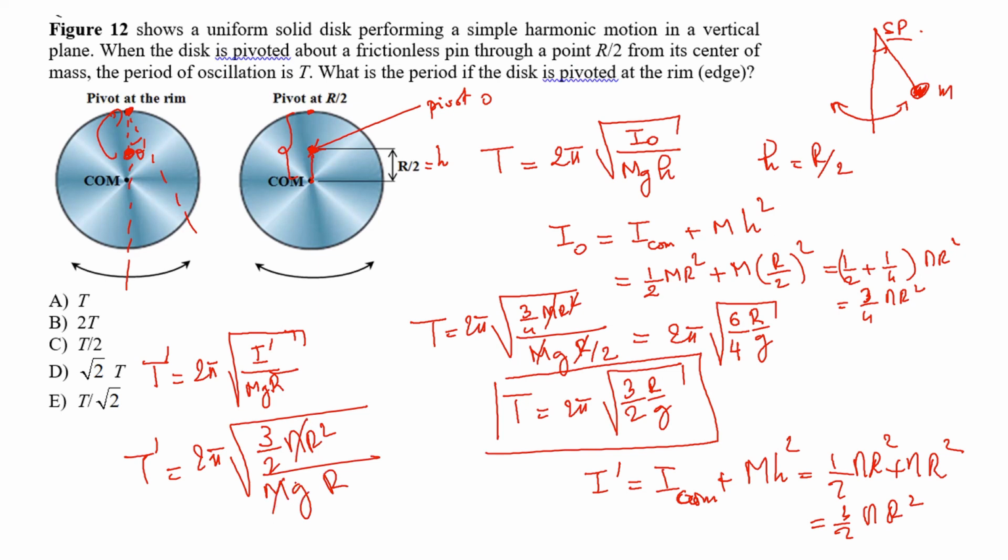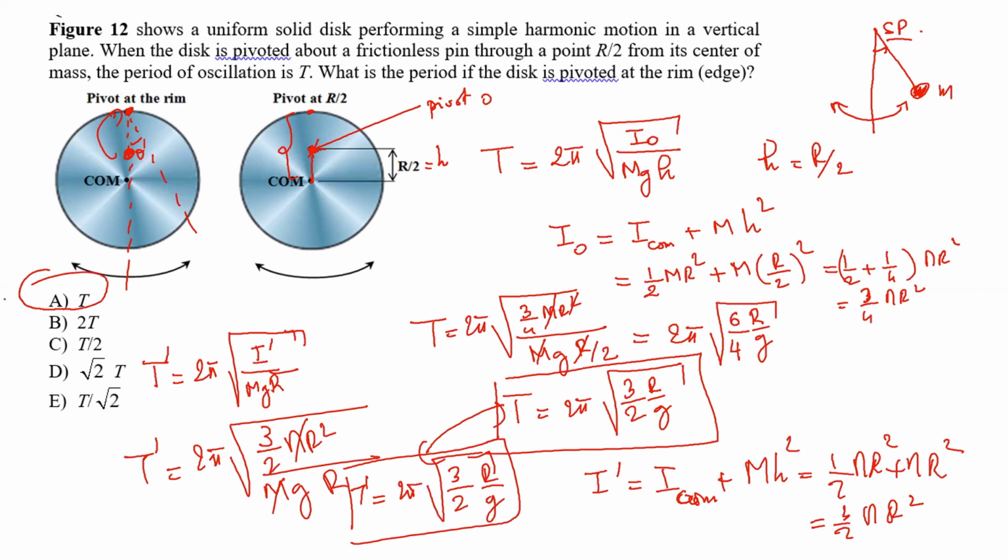For a physical pendulum, the period does not depend on the mass. Okay. And you will have what? Of course, T prime is equal to 2 pi square root of 3 divided by 2 R divided by G. And you see what? What do you see? Exactly the same. The period is the same. Okay.